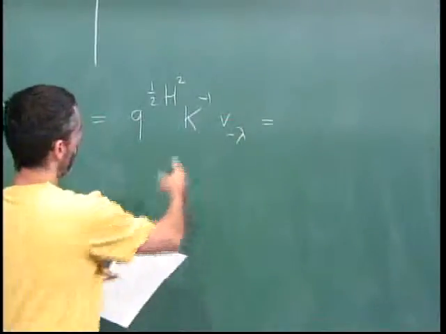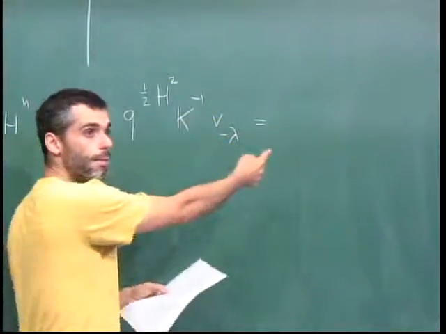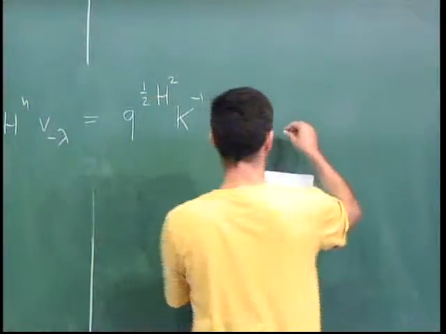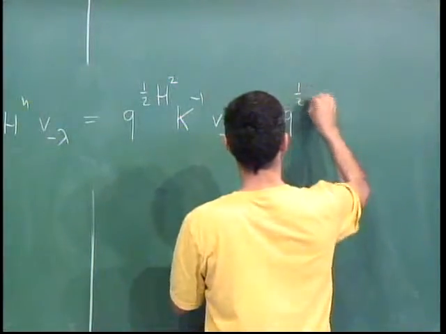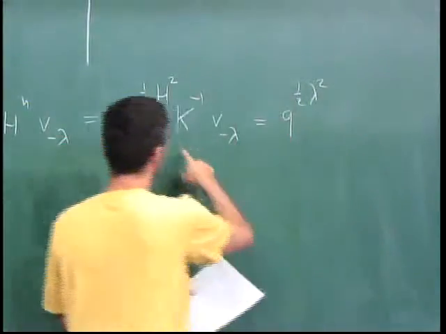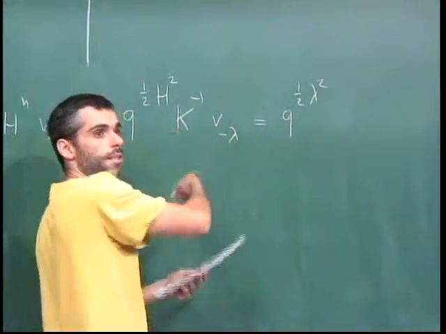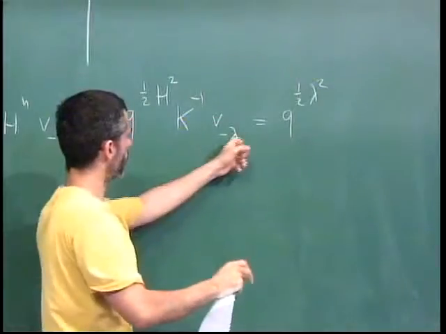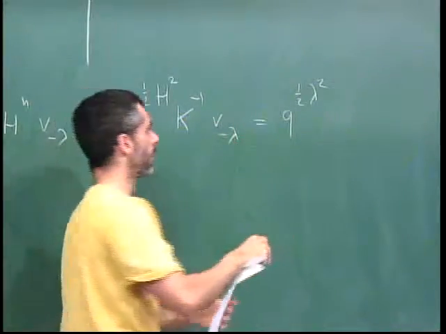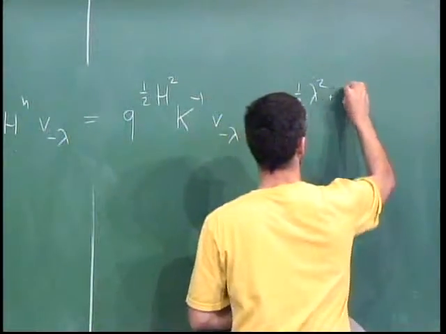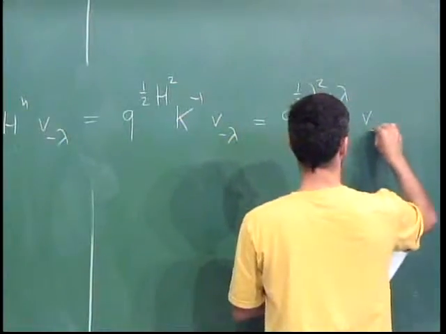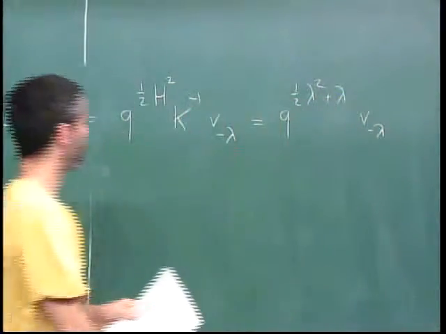Well, h is essentially lambda, so that's just q to the 1/2 lambda squared, and k is essentially the identity function, so k inverse applied to minus lambda is lambda. So I get an extra lambda acting on this vector.